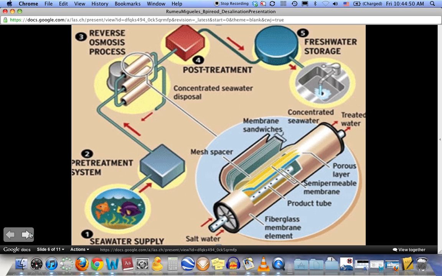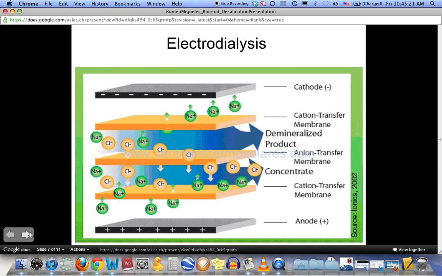And then we have, okay, so you have here the salty water. It goes through here to the membranes that are here. See, here happens the process where the water goes through, and then they treat the water to make it more potable. I don't know how to say it. And then it goes to the water to our house.